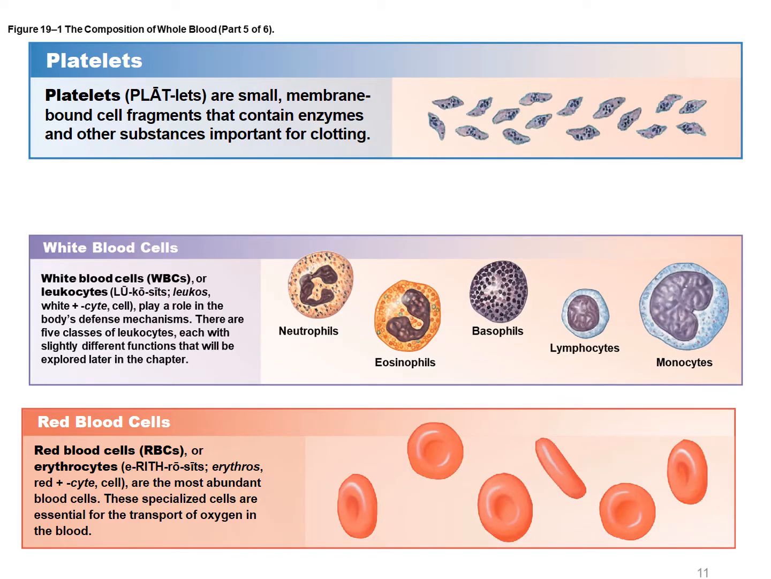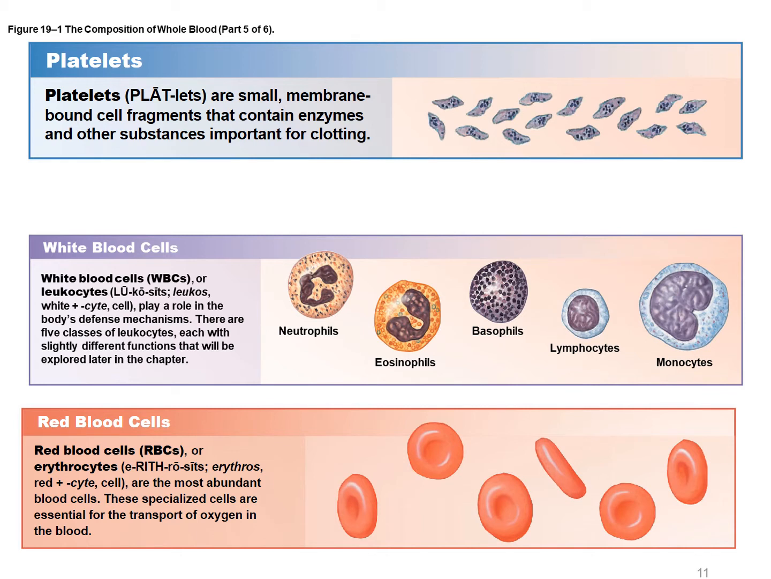Here are our different formed elements. As you can see here, the platelets are those small little cell fragments. They are going to be very necessary for clotting, so make sure you do circle that. And you know that their primary function is to help prevent you from bleeding out.